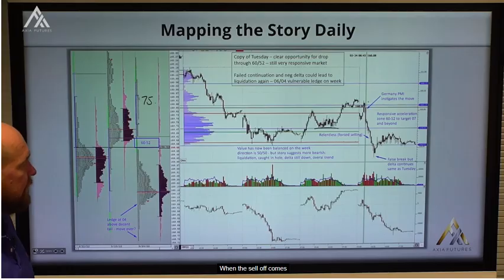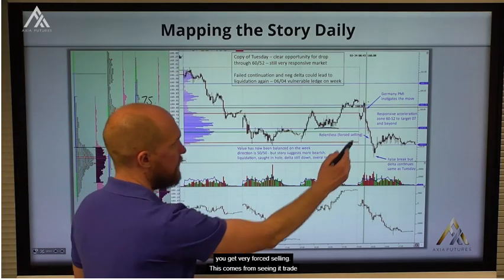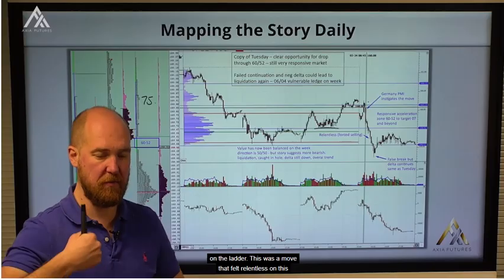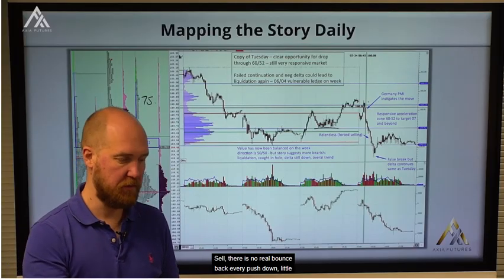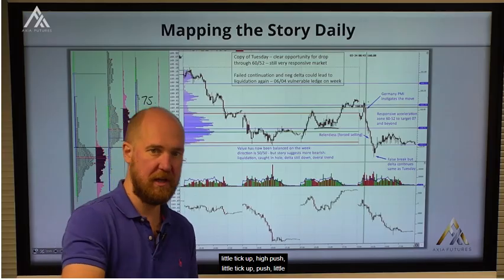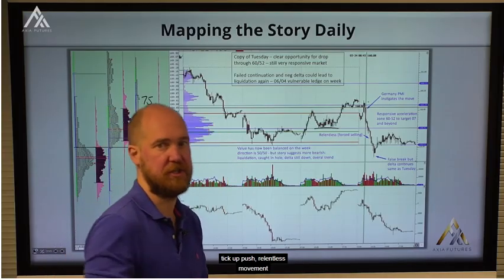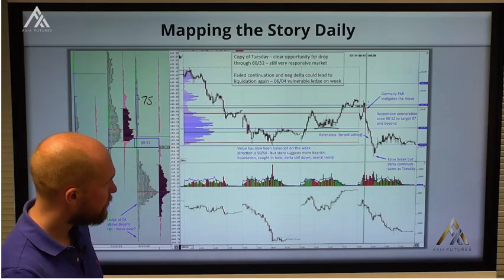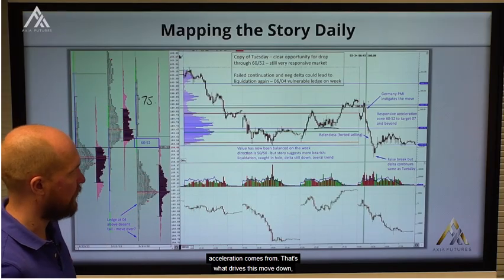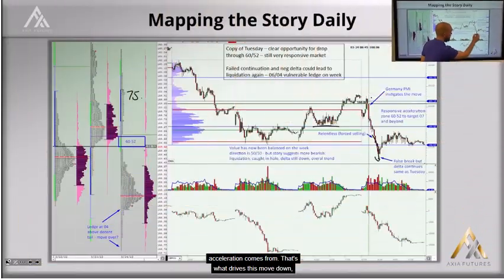When the sell-off comes, you get very forced selling. This comes from seeing it trade on a ladder. This was a move that felt relentless on the sell. There was no real bounce back. Every push down, little tick up, push, little tick up, push, little tick up, push. Relentless movement. That takes us down. You get the breakout. That's where the acceleration comes from. That's what drives this move down.